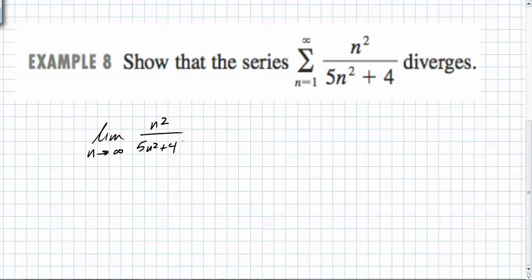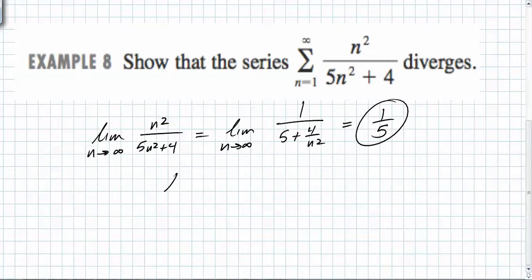If we divide top and bottom by n squared, we end up with the limit as n goes to infinity of 1 over 5 plus what? 4 over n squared. And what is that going to go to? 1 over 5. The limit as n goes to infinity of a_n does not equal 0, so divergent.